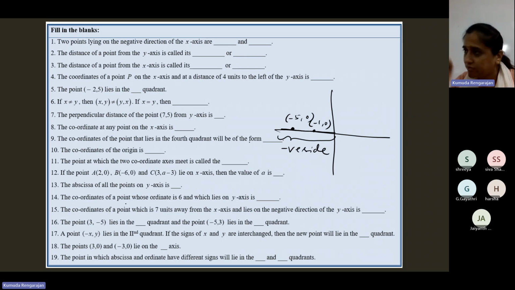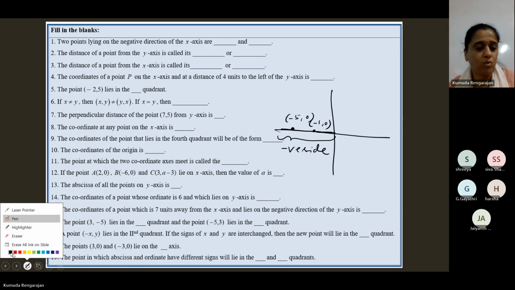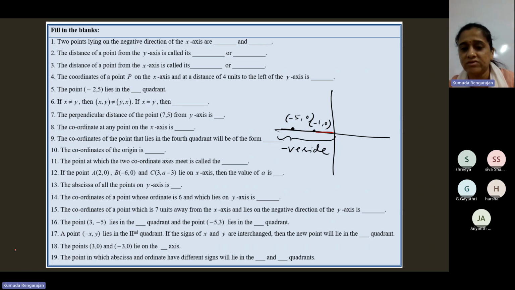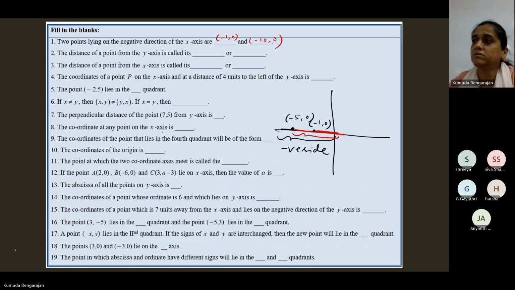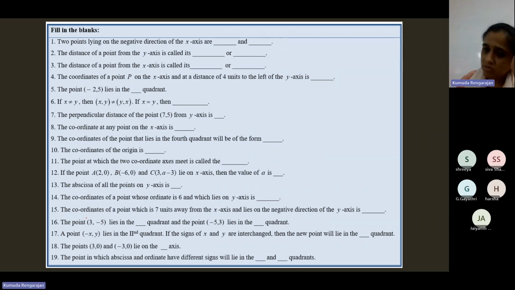The point is on the x-axis. So what will be the distance from the x-axis? Zero. So the second number is zero. The first number is the distance from the y-axis. So the points will be like minus 1 comma 0, minus 10 comma 0, right? Okay, so the two answers are not fixed, it's not unique, it's not one answer. You can give different answers.